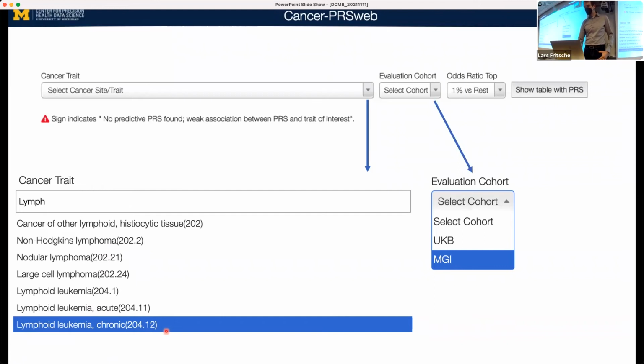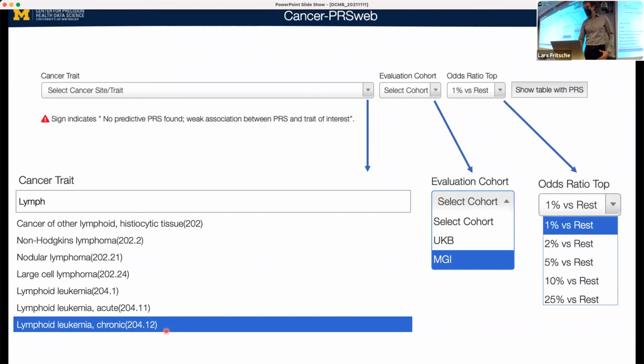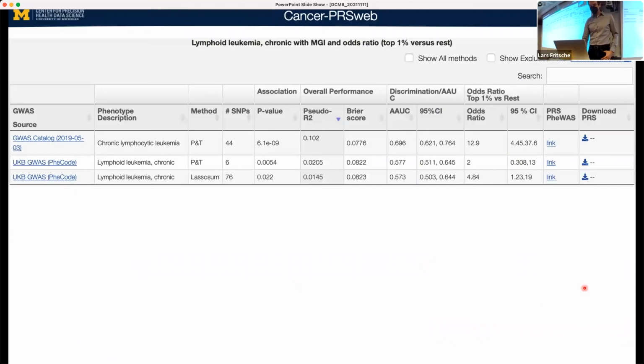Next, you can select if you want to look at the MGI Biobank or MGI. And finally, you're interested to compare the top 1 versus bottom 99%, or you can look at the others here. The reason why we did this last part here is because the table would get too broad if you include all the different tables that you're looking at. Then you select Show Table, and this is what you see here.